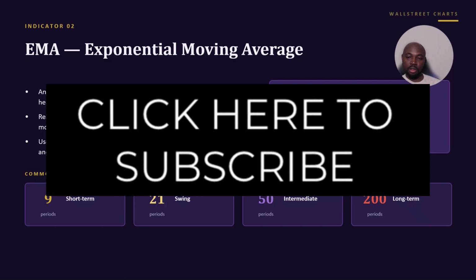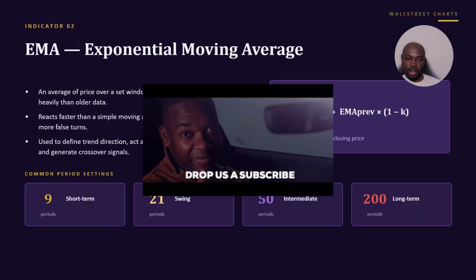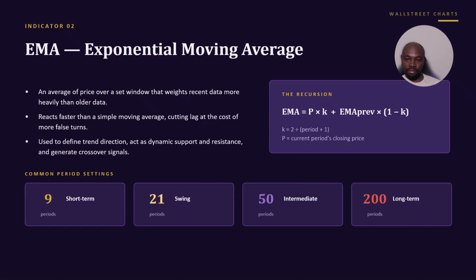So exponential moving average. It reacts faster than a simple moving average. The recursion is more intuitive than it looks. Each new EMA value is a blend of today's price and yesterday's EMA. So you have a multiplier effect, which is simplified by K. You don't necessarily need to memorize all of these formulas, but just note the exponential moving average.